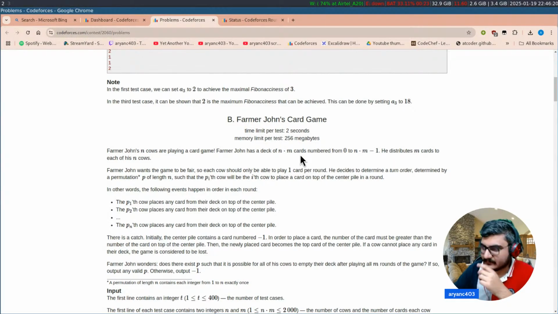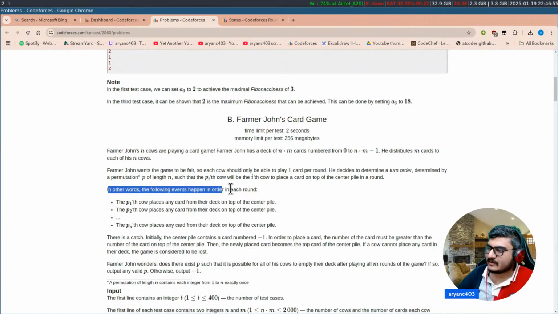Farmer John's card game. Farmer John and his cows are playing a card game. Farmer John has a deck of n times m cards numbered from 0 to n times m minus 1. He distributes m cards to each of his n cows. Farmer John wants the game to be fair, so each cow should only be able to play one card per round. He decides to determine a turn order determined by a permutation p of length n, such that the p_i-th cow will be the i-th cow to place a card on the top of the center pile in a round.